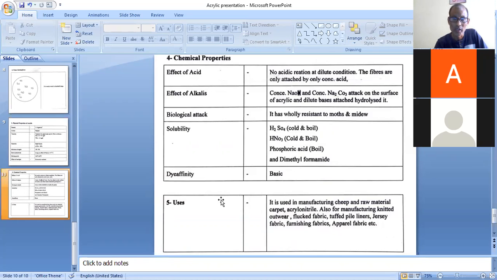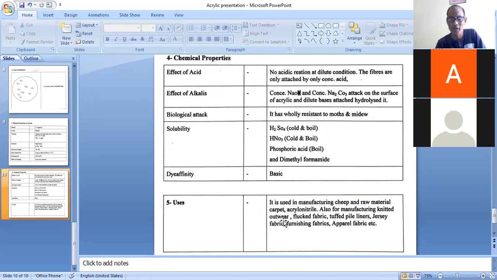made by students. Effect of alkalis: concentrated NaOH and concentrated Na2CO3 attack the surface of the acrylic, and dilute bases attack and hydrolyze it. So it is not very resistant to alkalis, whereas it is good resistant to acids. Biological attack: it is very good resistant to moths and mildews. Solubility: it is soluble in H2SO4, either cold or boiled, HNO3 cold or boiled, phosphoric acid, and dimethyl formamide. Dye affinity: generally basic dyes are used to dye acrylic textile materials.